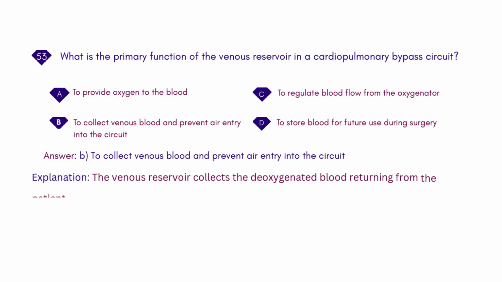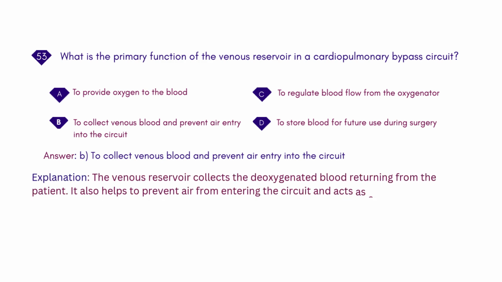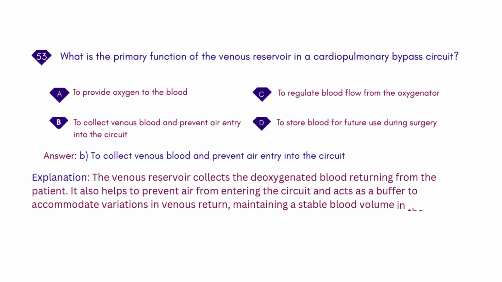Explanation: the venous reservoir collects the deoxygenated blood returning from the patient. It also helps to prevent air from entering the circuit and acts as a buffer to accommodate variations in venous return, maintaining a stable blood volume in the circuit.